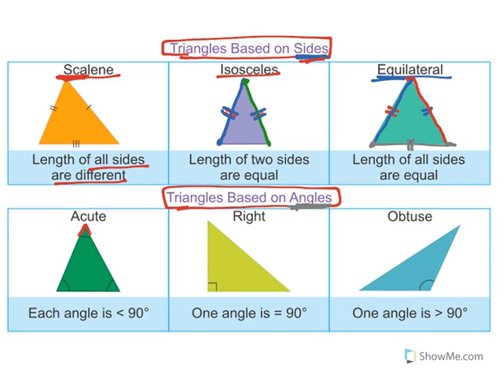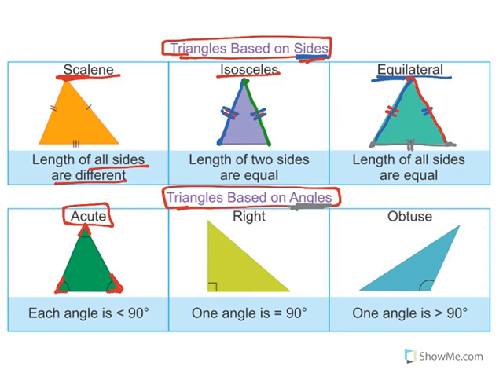So let's look at this one. This angle is acute. This one's acute because it's less than 90. This one's acute. So this one is called an acute triangle because all the angles are acute. The biggest angle is an acute angle.